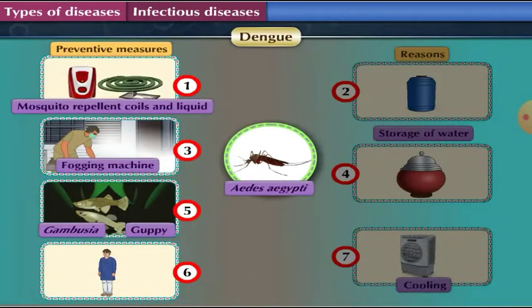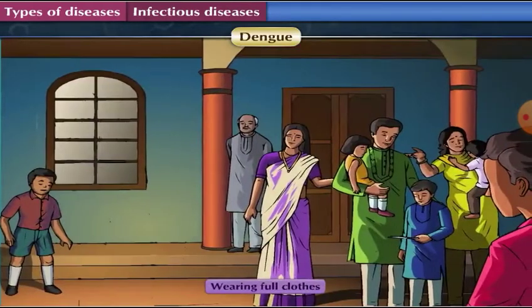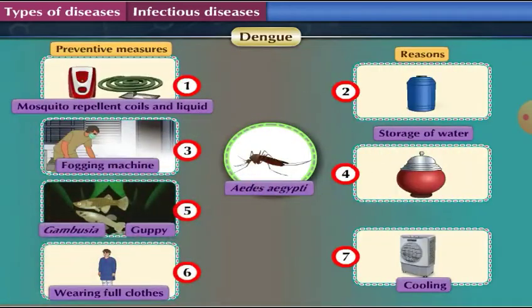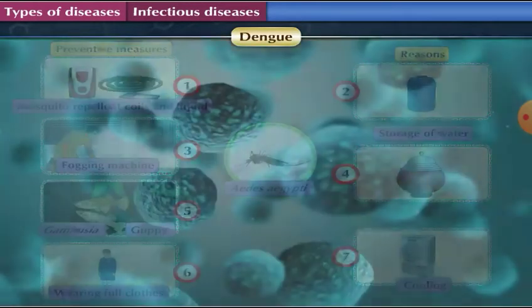One of the simplest and easiest measures to prevent dengue is wearing full clothes, due to which the bite by an infected Aedes mosquito can be easily prevented.